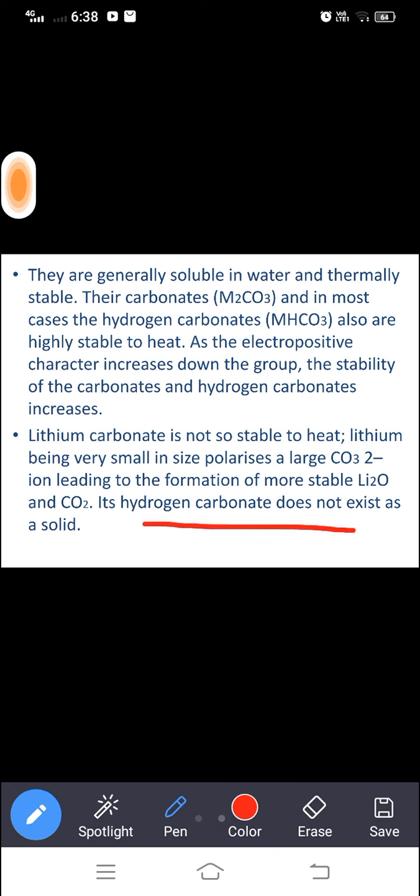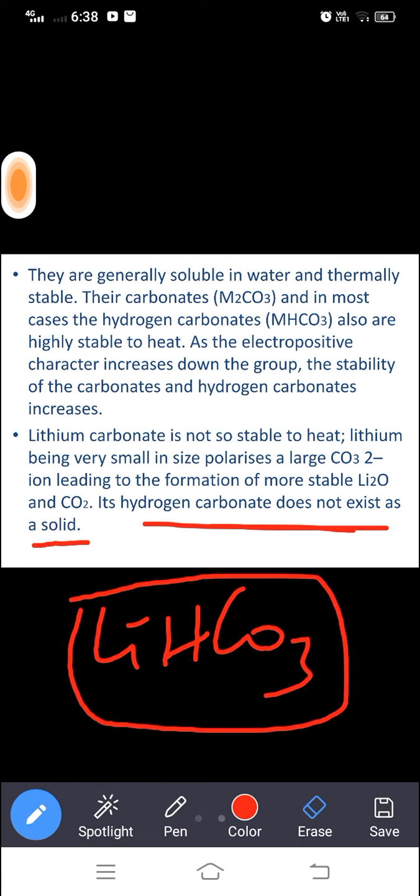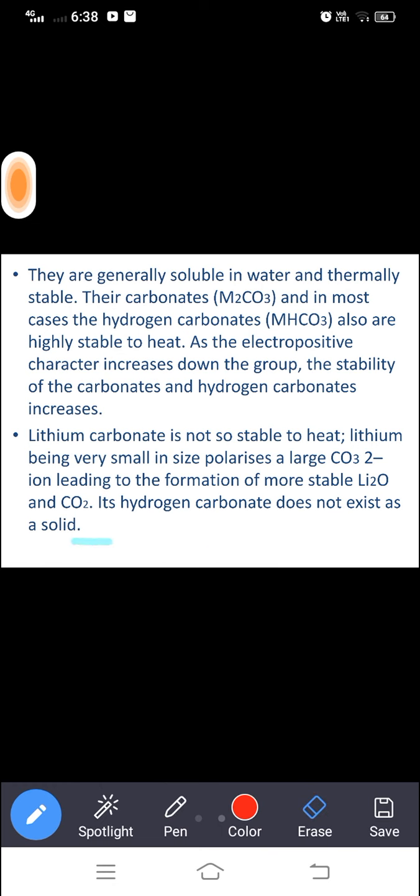And its hydrogen carbonate does not exist as a solid. Why does lithium hydrogen carbonate not exist as a solid? We already know one concept: lithium has a high hydration enthalpy. The hydration enthalpy is very great. Due to that, it will not exist in the solid form.